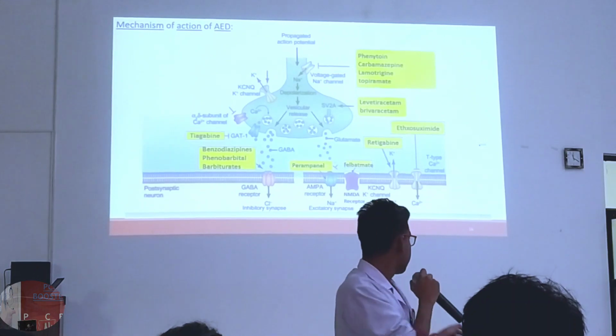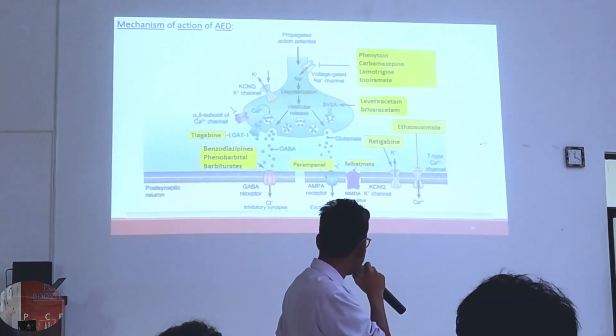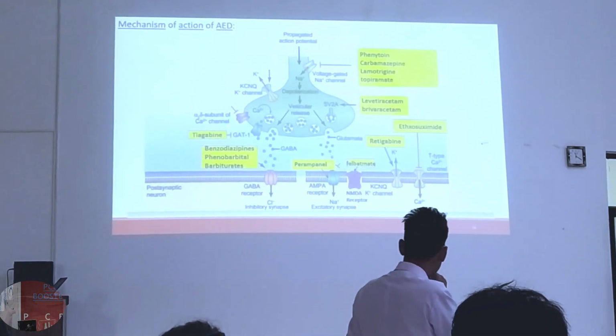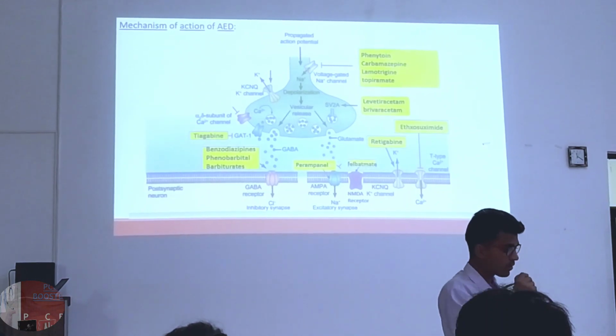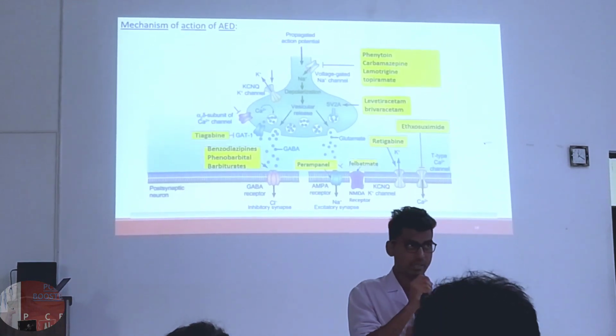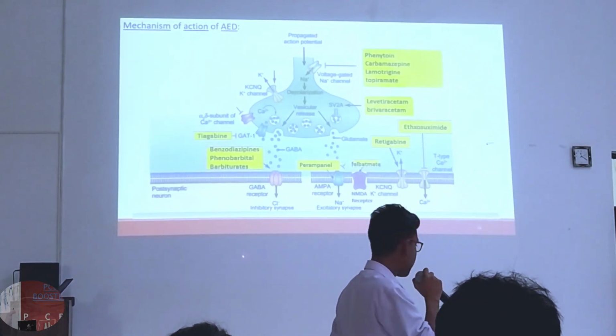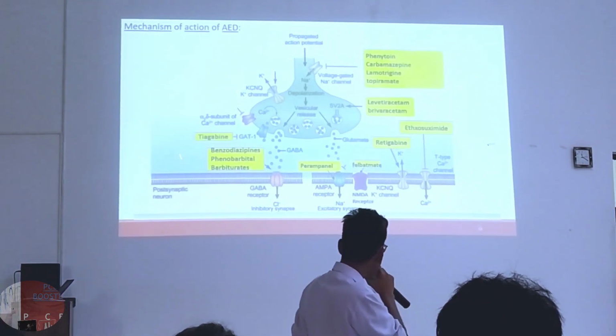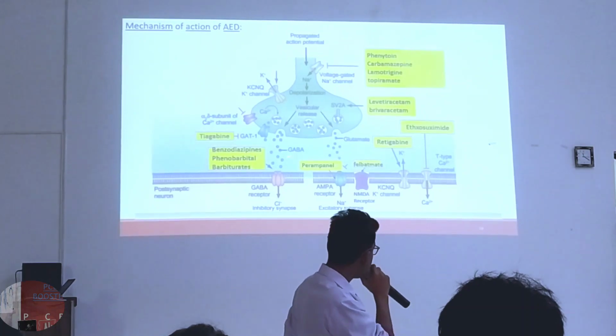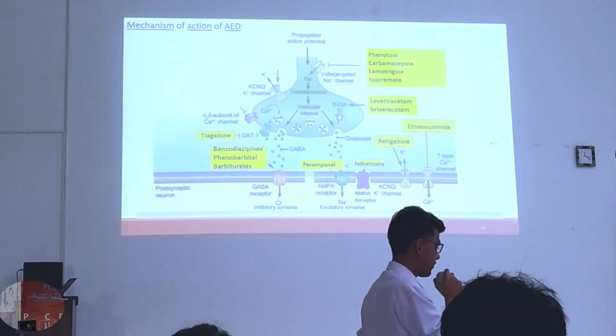The entry of chloride will be increased. In the same way, tiagabine is a drug that blocks the transporter that reuptakes GABA into the presynaptic neuron, called the GABA transporter. So tiagabine blocks the entry of GABA into the presynaptic neuron, and more GABA neurotransmitter will be there in the synaptic cleft.